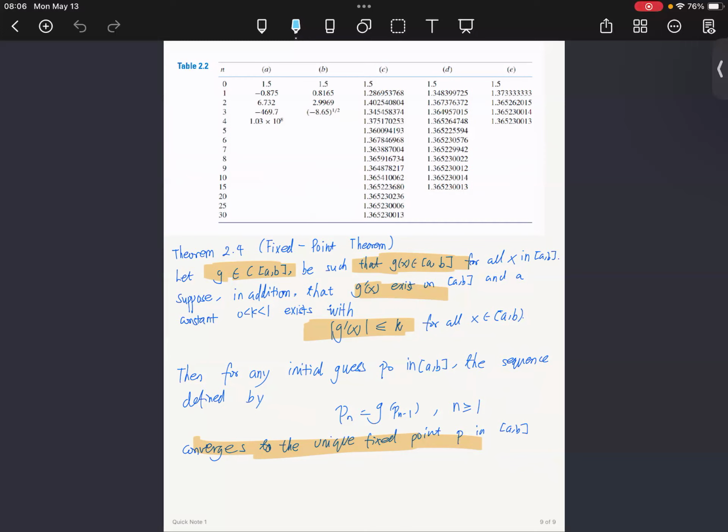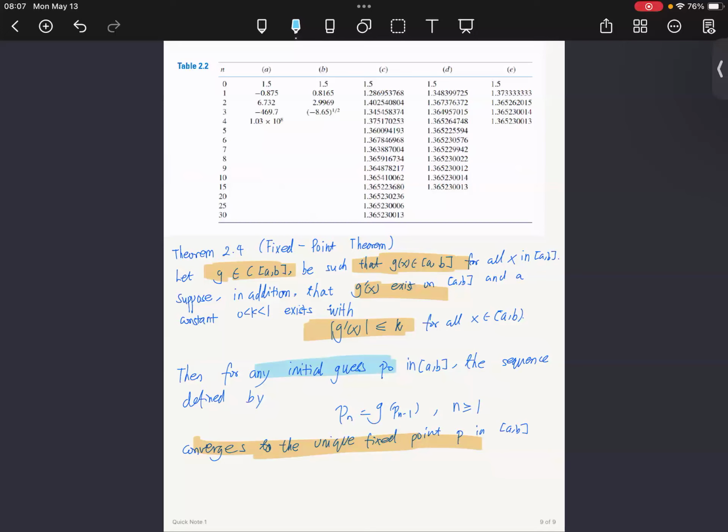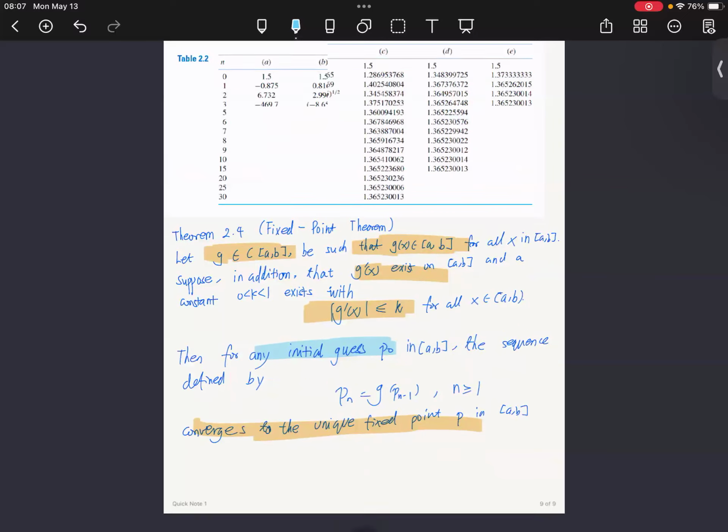And we have something very important here. This is for any initial guess, and later on you will find that for the method we are going to learn, Newton's method, we have restrictions on the initial guess. And this is the fixed point theorem. I'm going to show you the proof of this theorem, and later on I'm going to give you one corollary about the convergence rate of these methods.